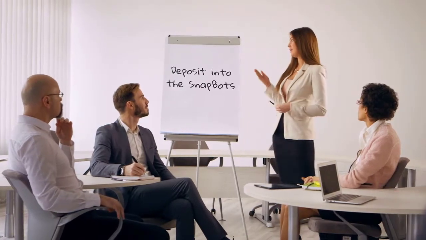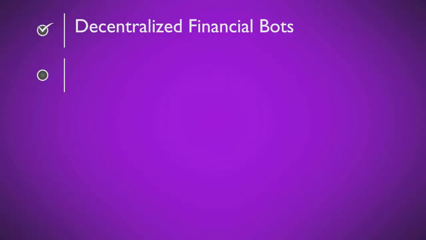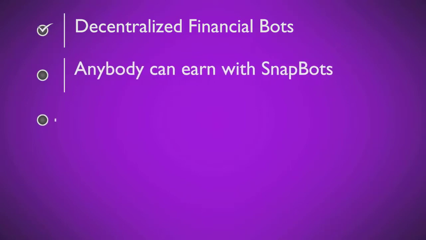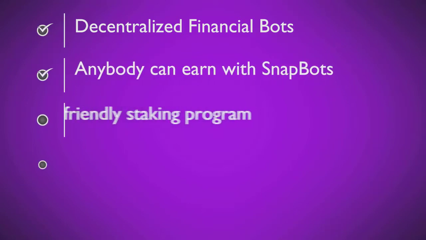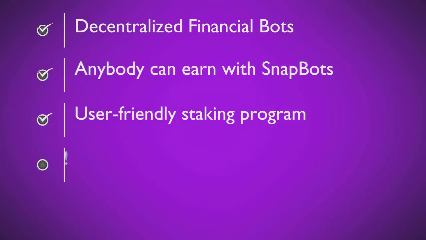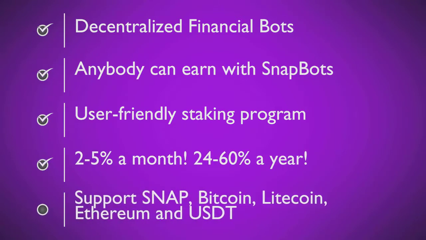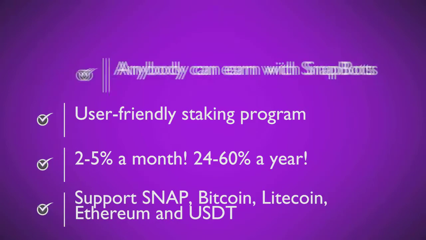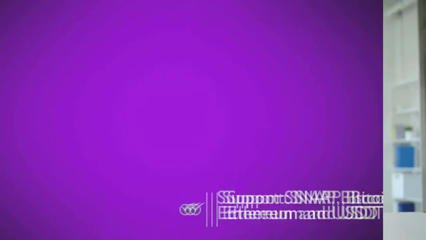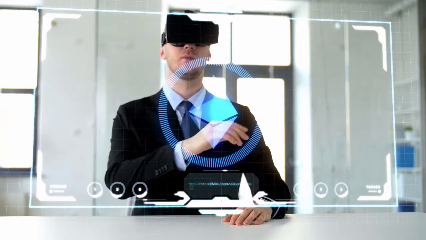SnapBots are decentralized financial bots. Just by holding cryptocurrencies on SnapBots platform, users can earn passive income from 2% to 5% a month. SnapBots Wallet can support several types of cryptocurrencies including Snap, Bitcoin, Litecoin, Ethereum, and USDT.